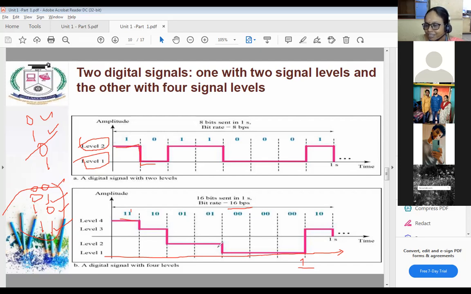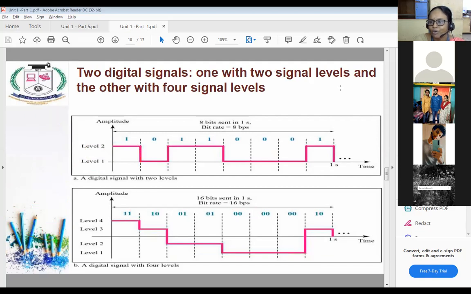Yes, Srijit? Srijit, are you clear? Yes, ma'am. Yes, ma'am. Yes, ma'am. Yeah. Here in 2 level, zeros and 1 are the only probability. Here in 4 level, they are saying the probability of sending the signal is 0 0, 0 1, 1 0, 1 1.